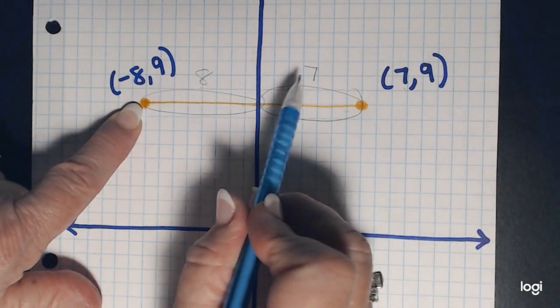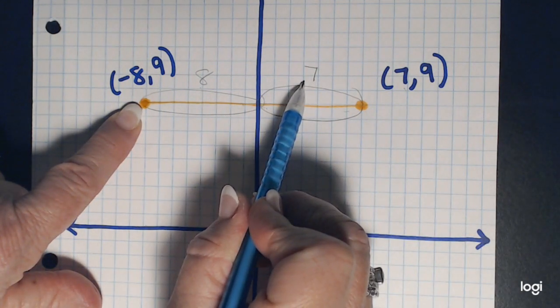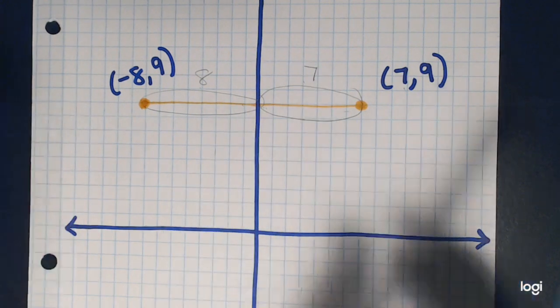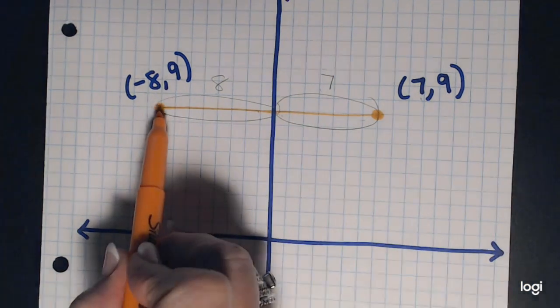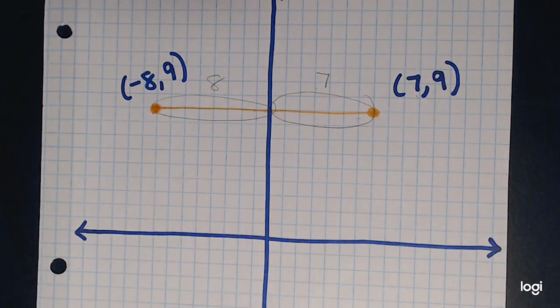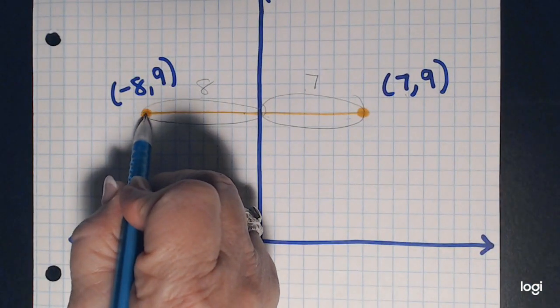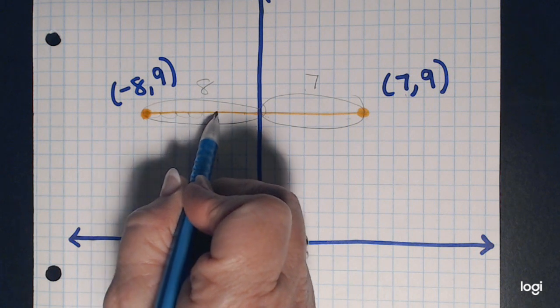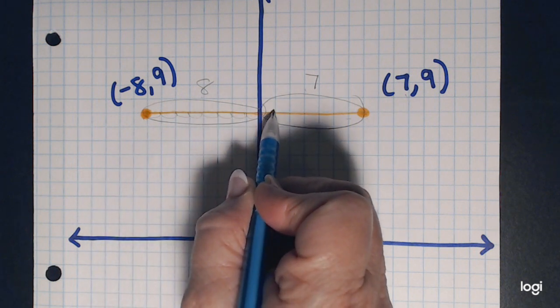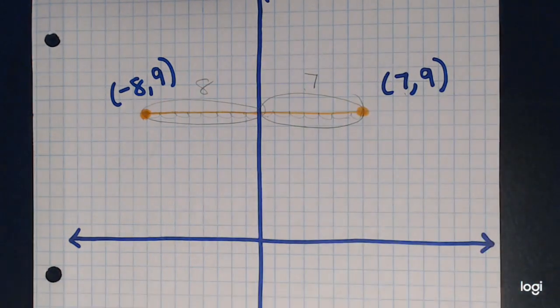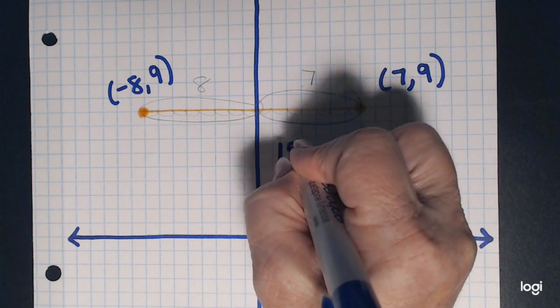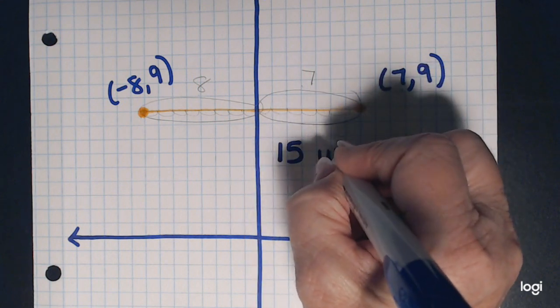If I add 8 plus 7, what do I get? 8 plus 7 is 15. If I have a hard time seeing that, then I can count all of these little boxes. And I could have gone 1, 2, 3, 4, 5, 6, 7, 8, 9, 10, 11, 12, 13, 14, 15. And I will still get the same answer of 15 units.